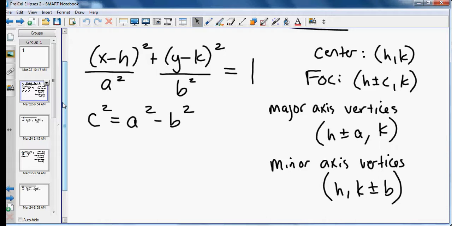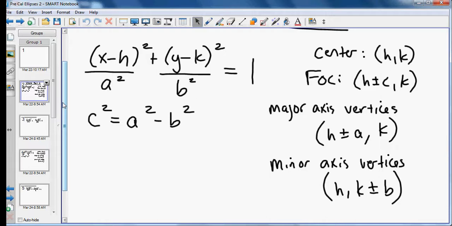For the equation in the form I have it written here, where the larger denominator, that's always the a, the larger denominator is under the x value, the foci, there are two of them. The first one would be (h + c, k), and then (h - c, k).